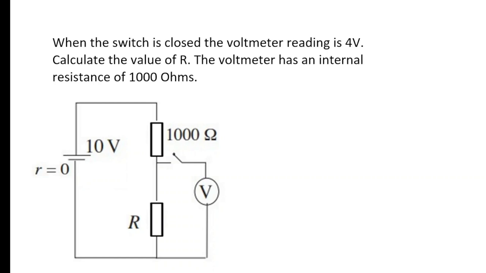The voltmeter has an internal resistance of 1000 ohms. Alright, please pause the video and give it a try. When you are ready for the answer, you can press play.